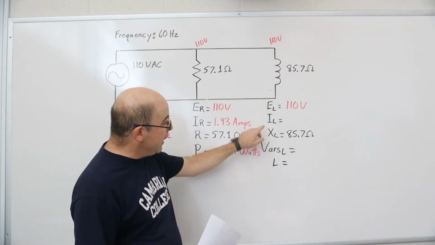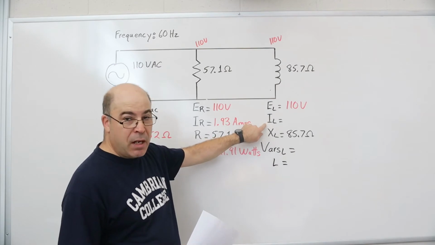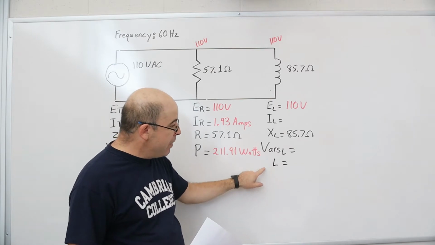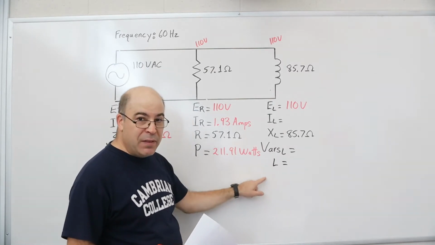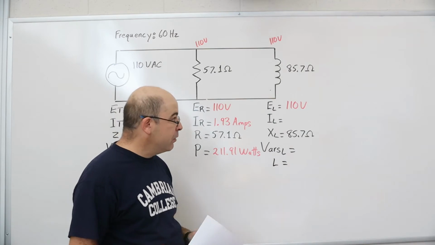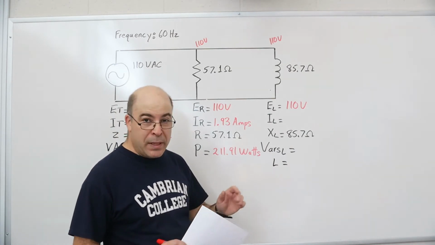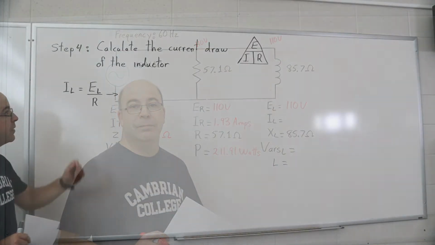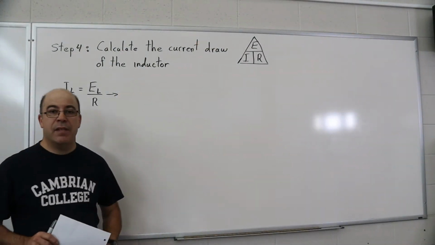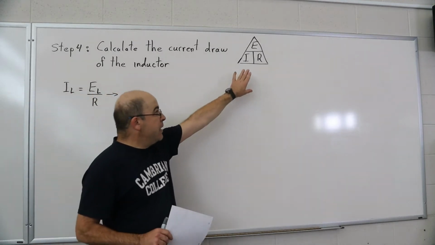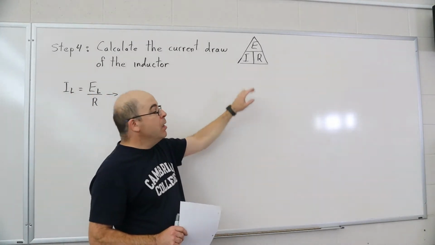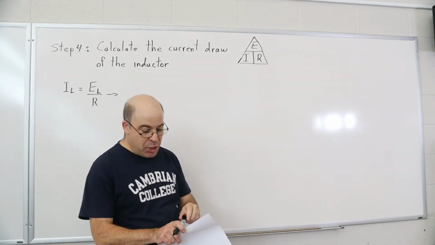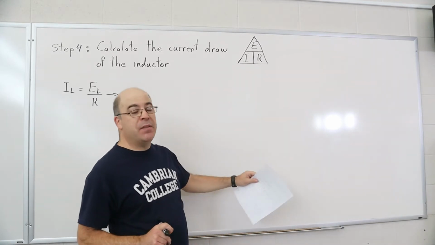I am going to calculate the value of current draw from the inductor as well as the reactive power. And while I'm at it, I'm also going to find the value of inductance of the inductor itself. So we're going to reset and we're going to jump to steps 4 and 5. Step 4, calculate the current draw of the inductor. You'll notice I still have the Ohm's law triangle here, but there's going to be a slight alteration.